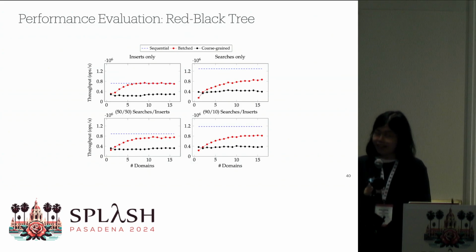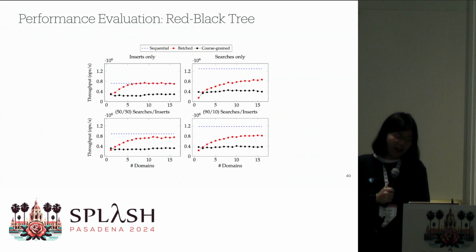So the y-axis of these plots is throughput, or how many operations are performed per second. The x-axis represents the number of domains. That's kind of OCaml lingo for the number of cores used. And the 4 graphs represent different workloads. We have an insert-only workload on the top left, a searches-only workload on the top right, and 2 mixed workloads with a 50-50 and 90-10 search-to-insert operation split.